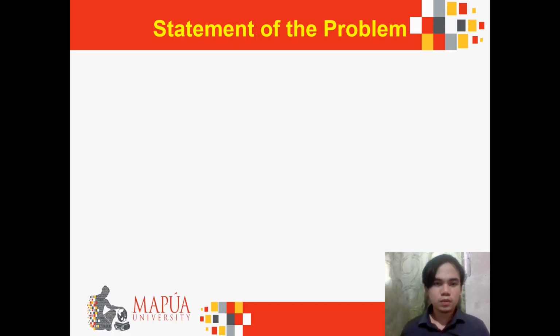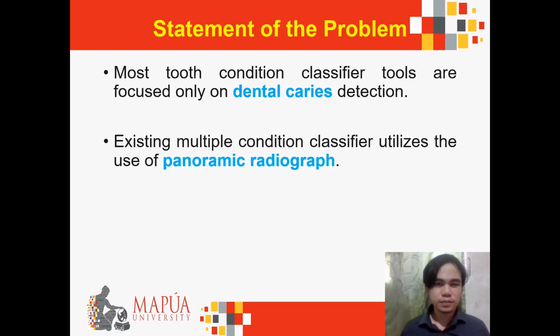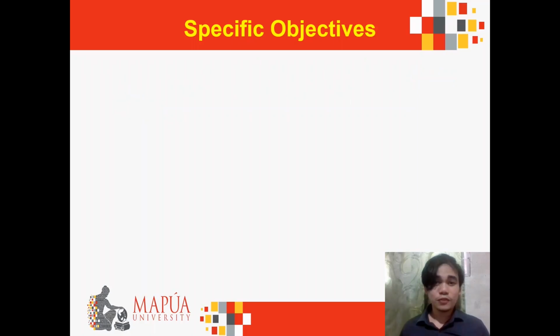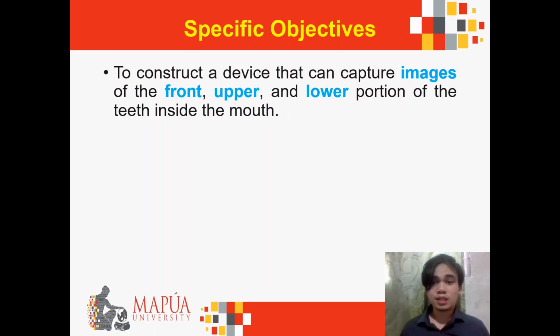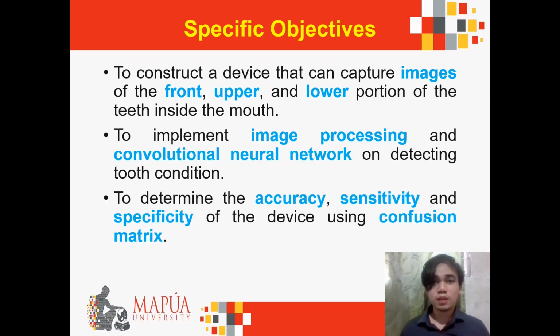Most tooth condition classifier tools are only focused on dental caries detection. Existing multiple condition classifiers utilize panoramic radiographs. So for the general objective, to be able to produce an accurate dental chart based on the data captured by the device. For the specific objectives, to construct a device that can capture images of the front, upper, and lower images of the teeth inside the mouth; to implement image processing and convolutional neural network on detecting tooth condition; and lastly, to determine the accuracy, sensitivity, and specificity of the device using confusion matrix.